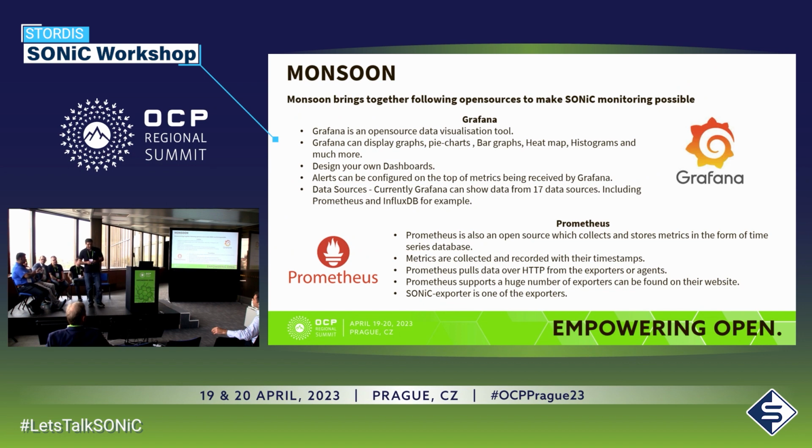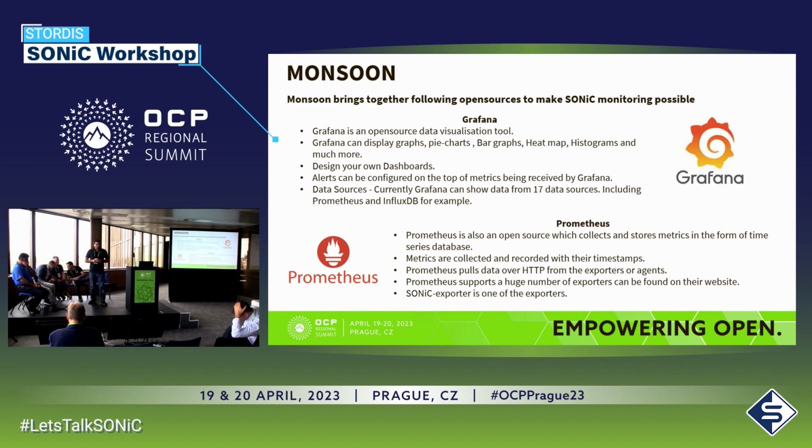MONSOON is an umbrella project which brings together several open source tools. Maybe some of you have already heard the names of the tools displayed here, Grafana and Prometheus. These are widely used tools when it comes to data monitoring and alerting needs. So we are utilizing those tools in our project called MONSOON. Apart from that, we have also developed a new exporter which will be integrated with Prometheus, supplying very SONiC-specific metrics that we will see in a live demo in a moment as well.